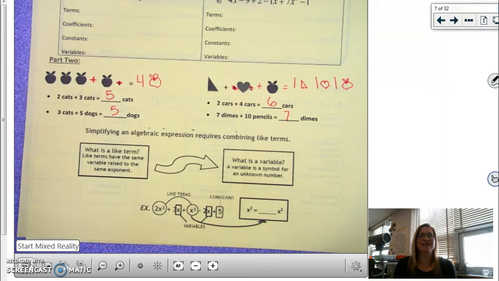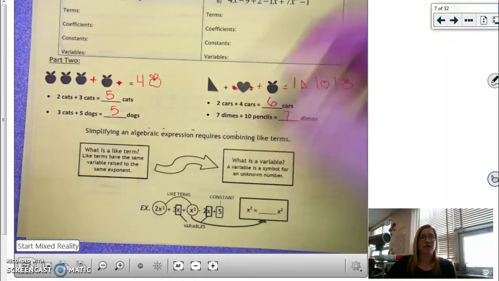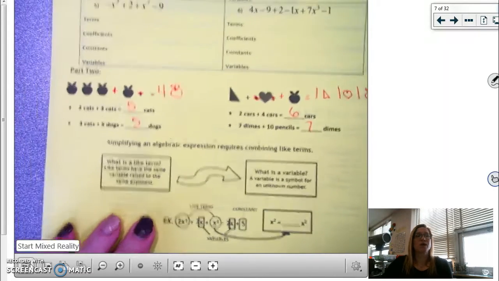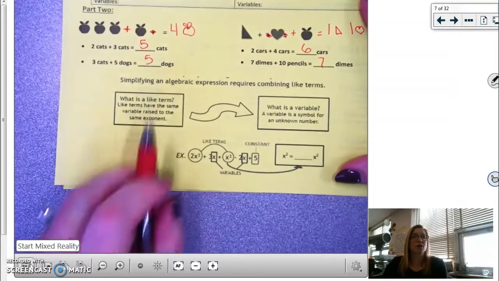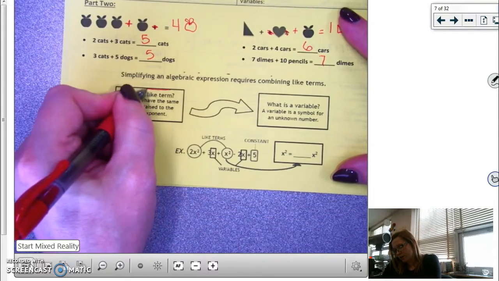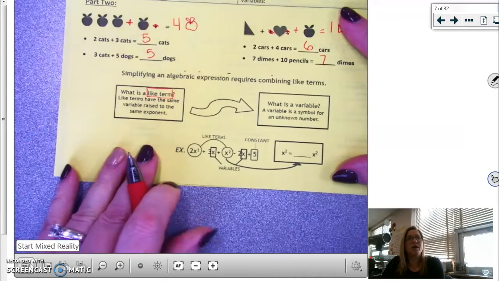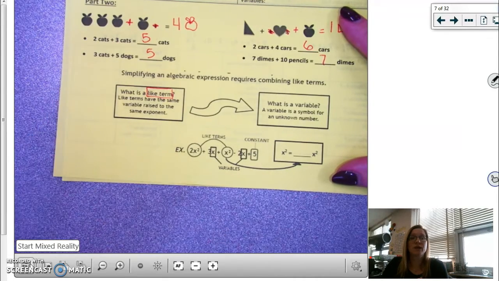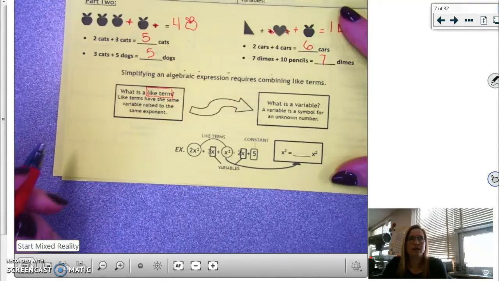You can only combine things that go together, that are the same. So what are like terms when it comes to actual numbers? Down here, it says, what is a like term? There's our vocabulary. Make sure you box it. These are the two things that you look for when you're combining like terms.